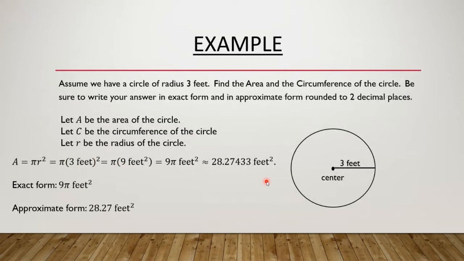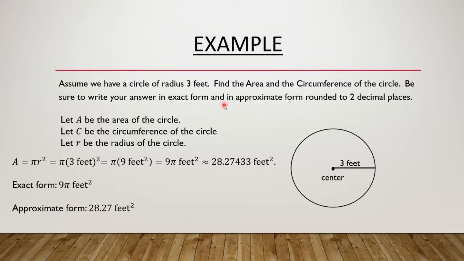So I figured it'd be good to do some examples. Suppose we have a circle, and let's say the circle has radius 3 feet. So notice the unit of length here is feet. Let's find the area and the circumference of the circle.